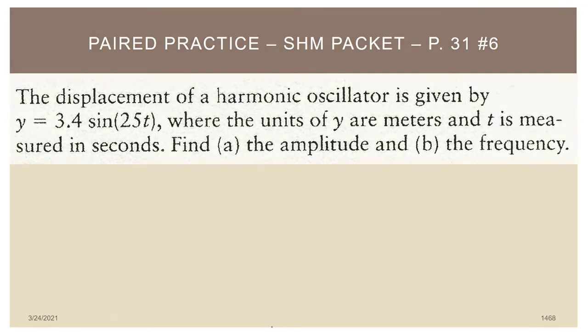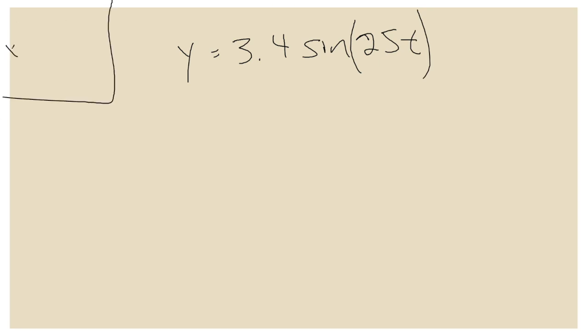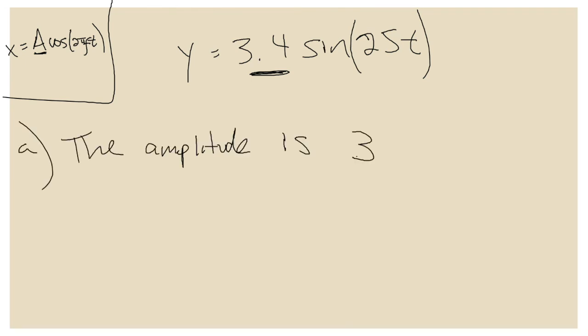Okay, so our function here in this problem is y equals 3.4 sine 25t. So the first thing you need to realize is that the reference table gives you a template. The template says x equals a cosine 2 pi f times t. What that equation tells us is that the number in front of the trig function is the amplitude. So that means in this problem, for part A, the amplitude is 3.4 meters.